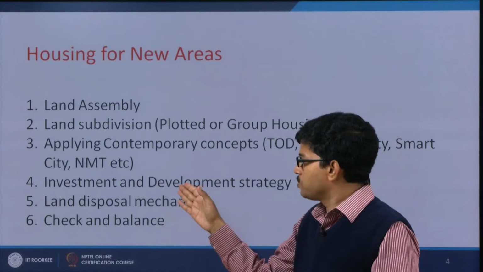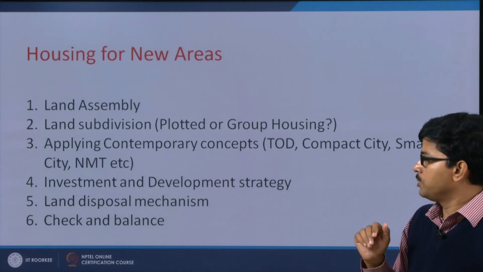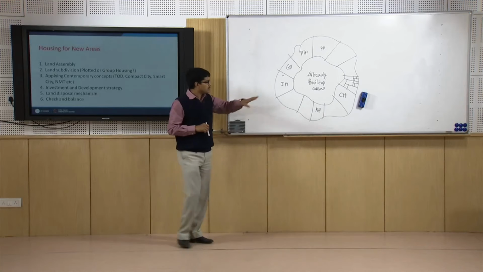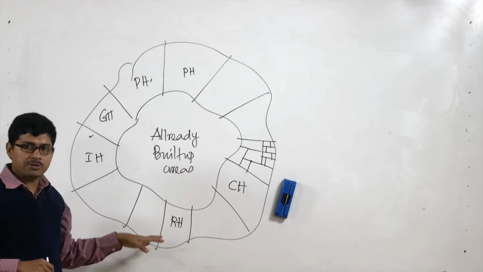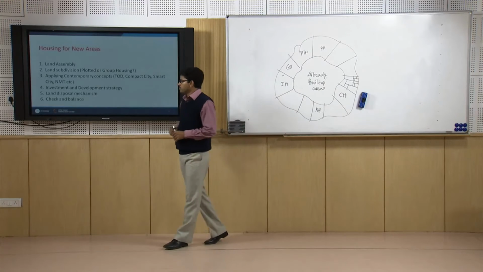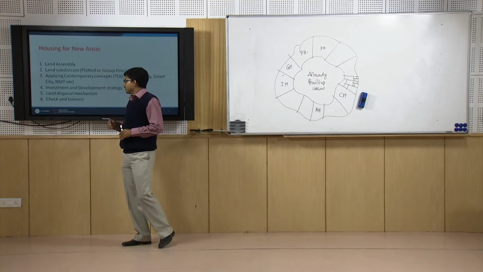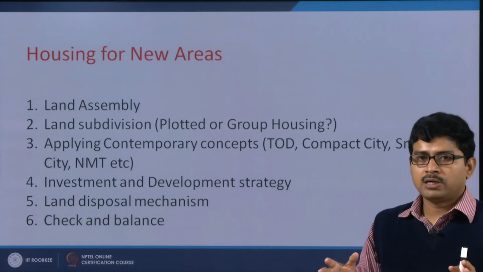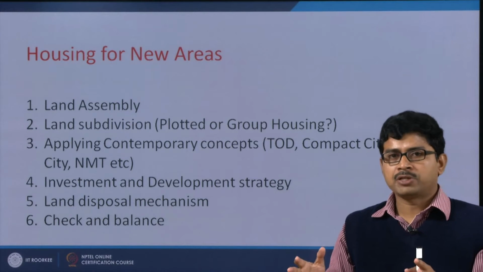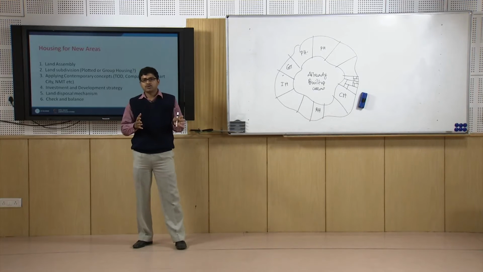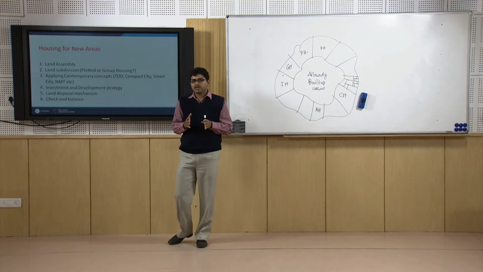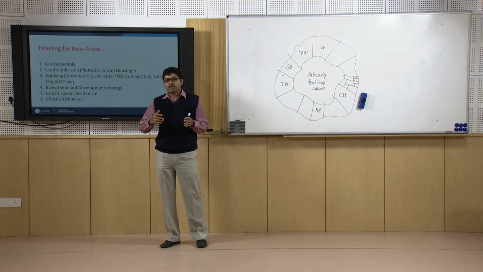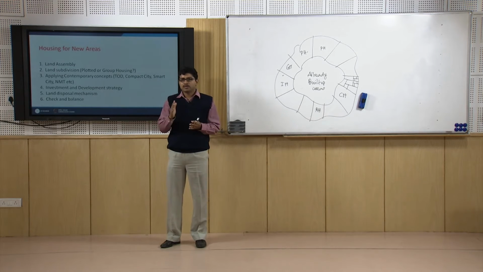Then we do the investment and development strategy. What kind of investment and development is required for each parcel of land: institutional housing, group housing, plotted housing, cooperative housing, or rental housing? What kind of housing will come, and then definitely how we dispose of the land parcel to the market. One approach to disposal of the land is through a common transparent lottery process, where you just advertise the availability of the land to the common people or to private developers and dispose of it.